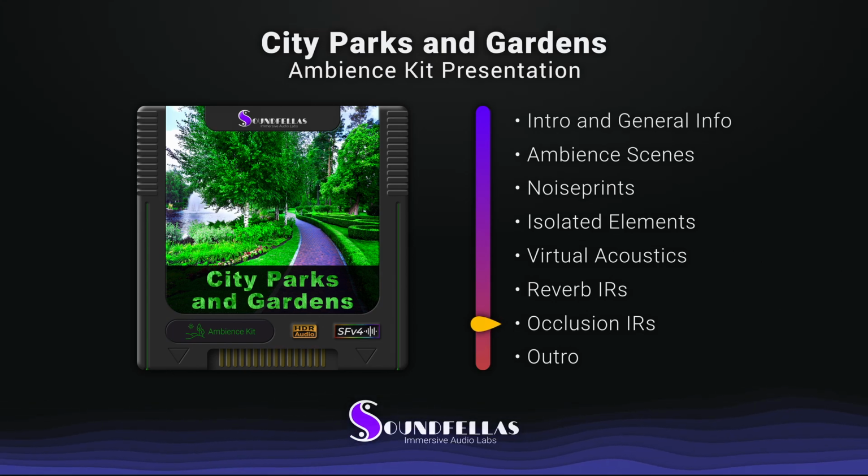Next, we have the occlusion impulse responses. You can use those with convolution to simulate sound transmission through various materials taken from the era and location of this library's theme. Here is a demo of an ambience loop filtered through some of the occlusion impulse responses included in this library. First, let's hear the dry sample. Here's the same sample through a cluster of trees. And here's the same sample through a cluster of bushes.